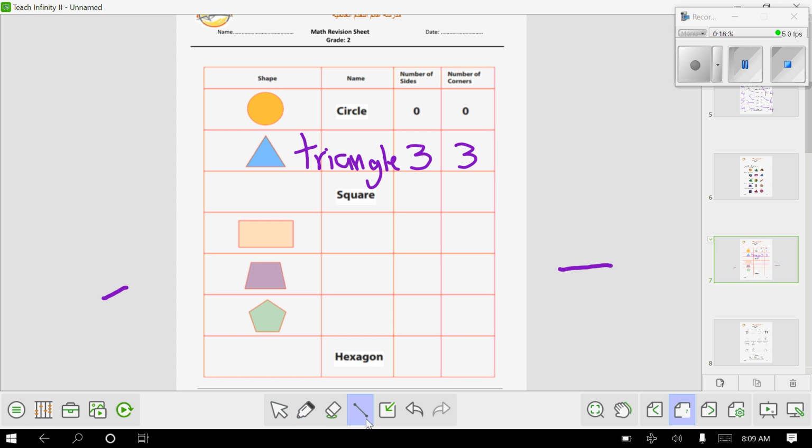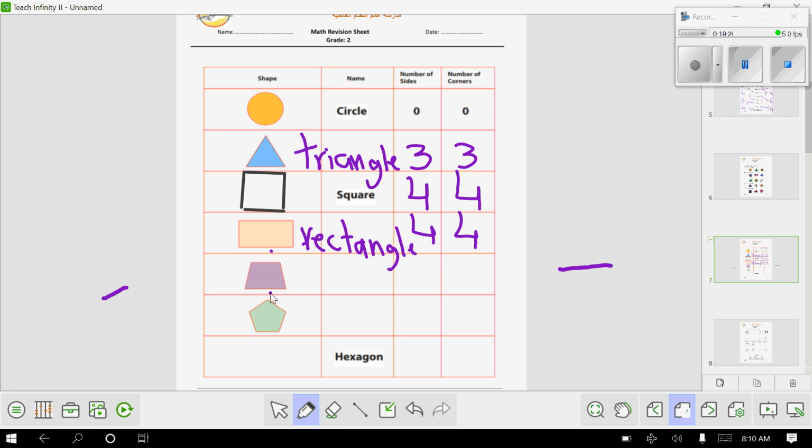Square. I need to draw a square. So I bring 4 equal sides. This is the first side. This is the other side. And here is, and here is. This is a square. And how many sides do I have? 4. How many corners? 4. What do we call this shape? Excellent. It's a rectangle. Rectangle. How many sides? 4. How many corners? 4.